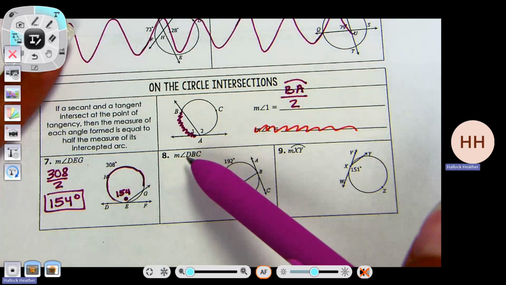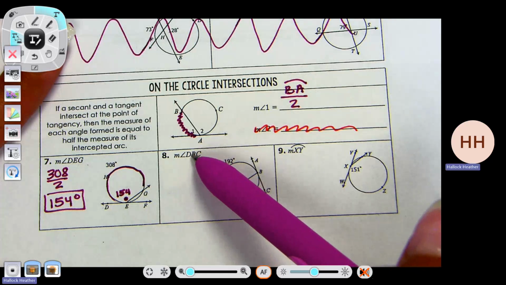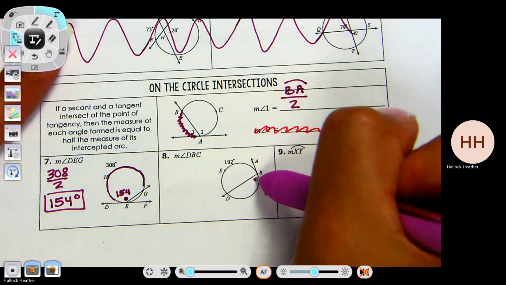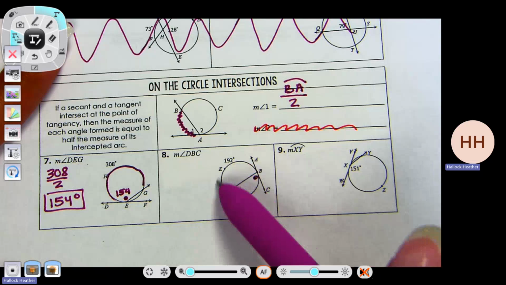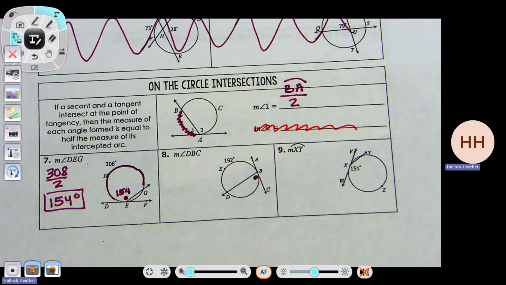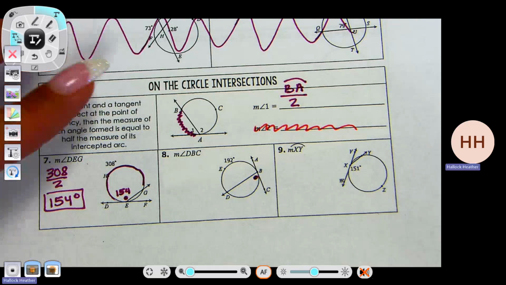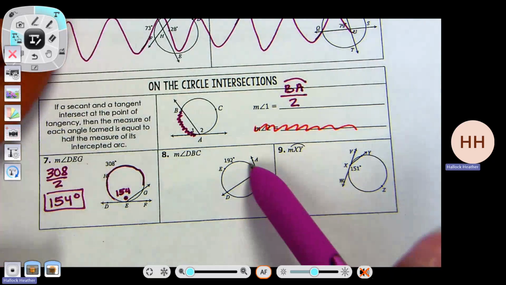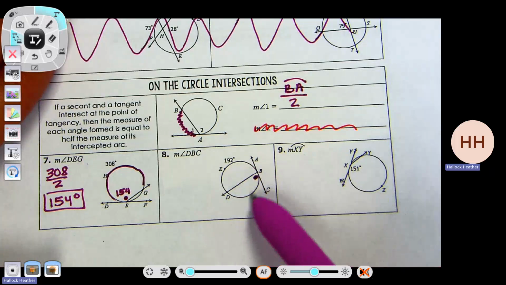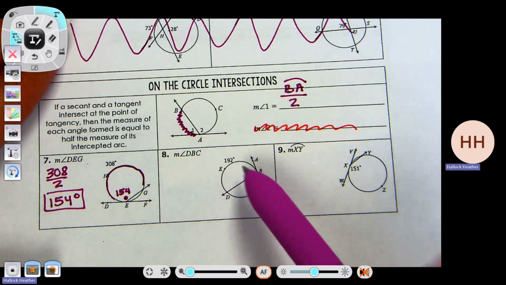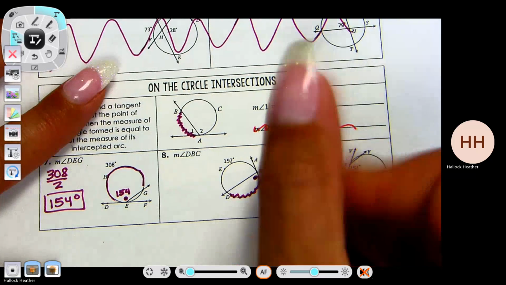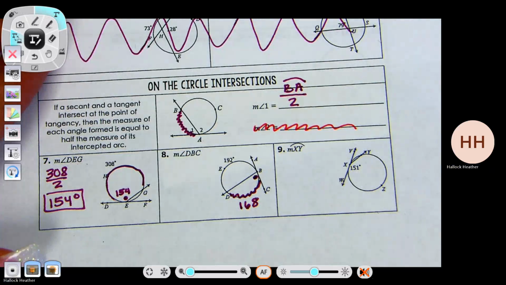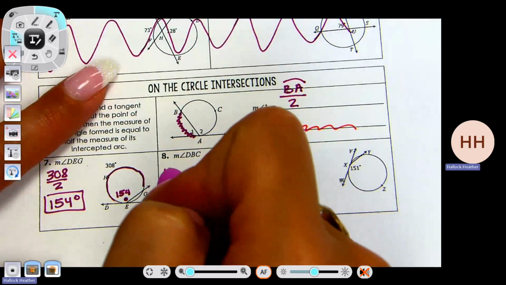So for number 8, I need to find DBC. DBC is over here. It technically doesn't open up to the 192. There's 2 different ways to do this. I think that's what you said, Tim. Yeah. A circle makes 360, so I can find this arc by subtracting from 360. So how much is this arc? 168. And then I can divide by 2 to go in. 84.